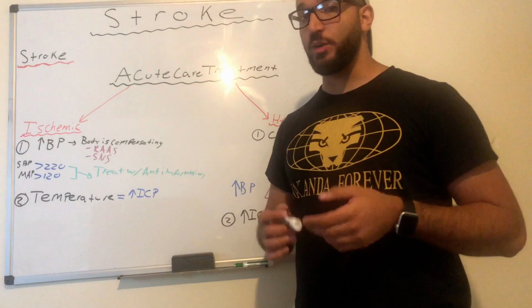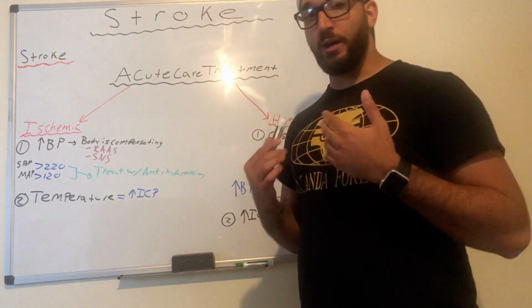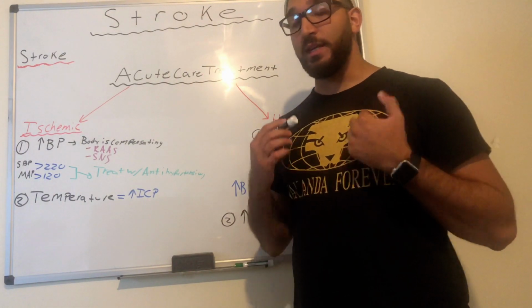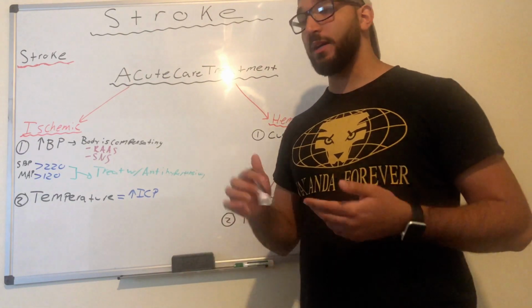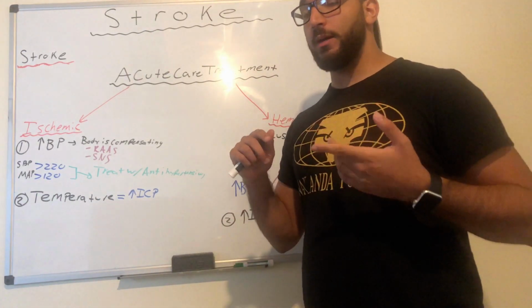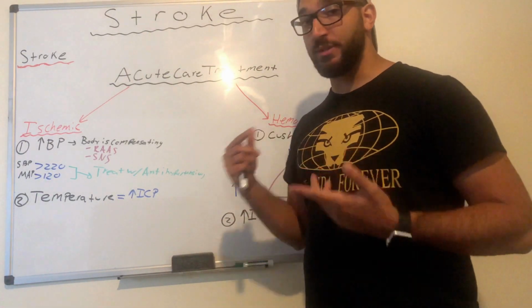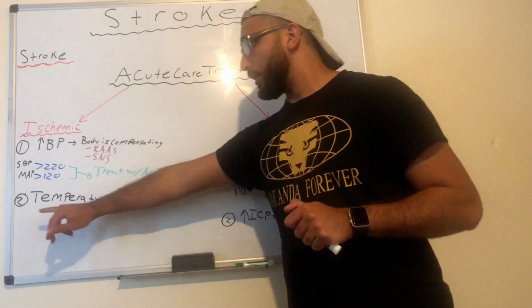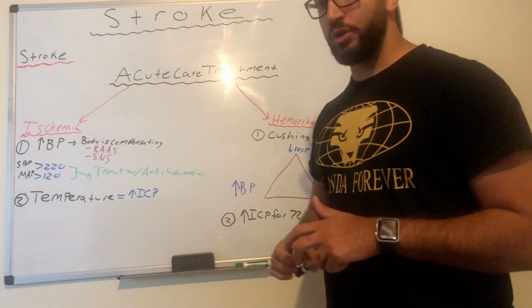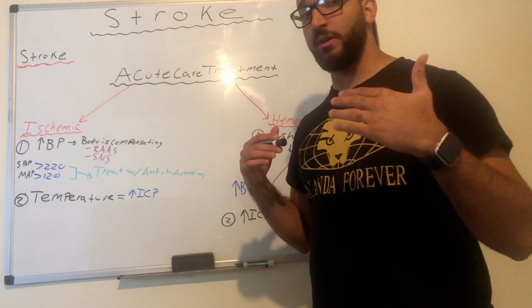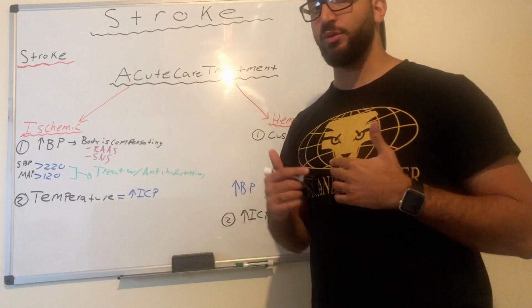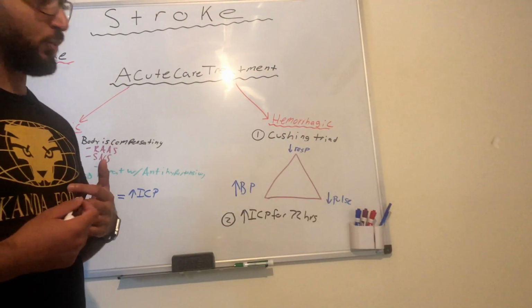We need to treat the patient with antihypertensives. We're not going to be allowing the patient to take any PO meds. They're going to be on IV medications, antihypertensives exclusively. Also, we want to monitor their temperature, because if their temperature elevates, their intracranial pressure is going to elevate. Let's say the patient had a hemorrhagic stroke.